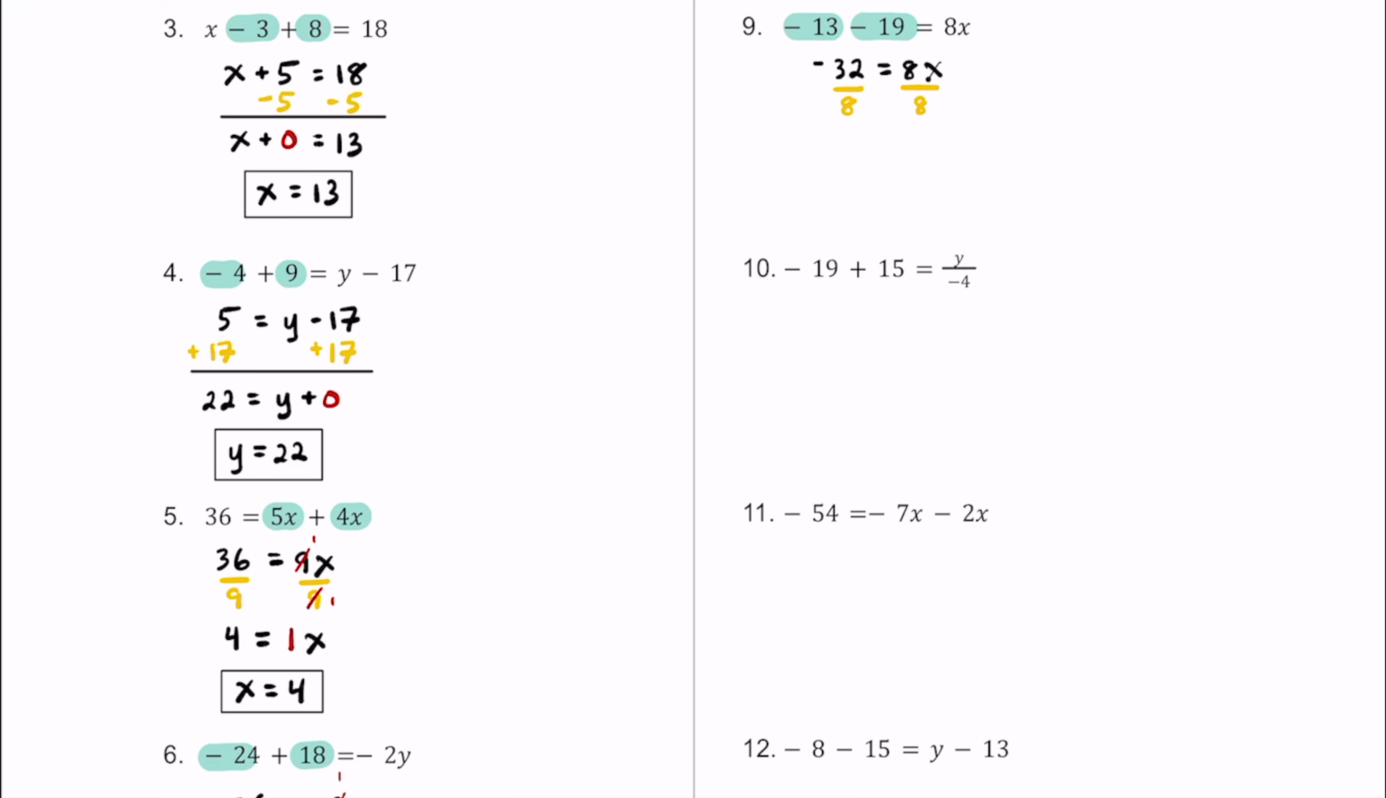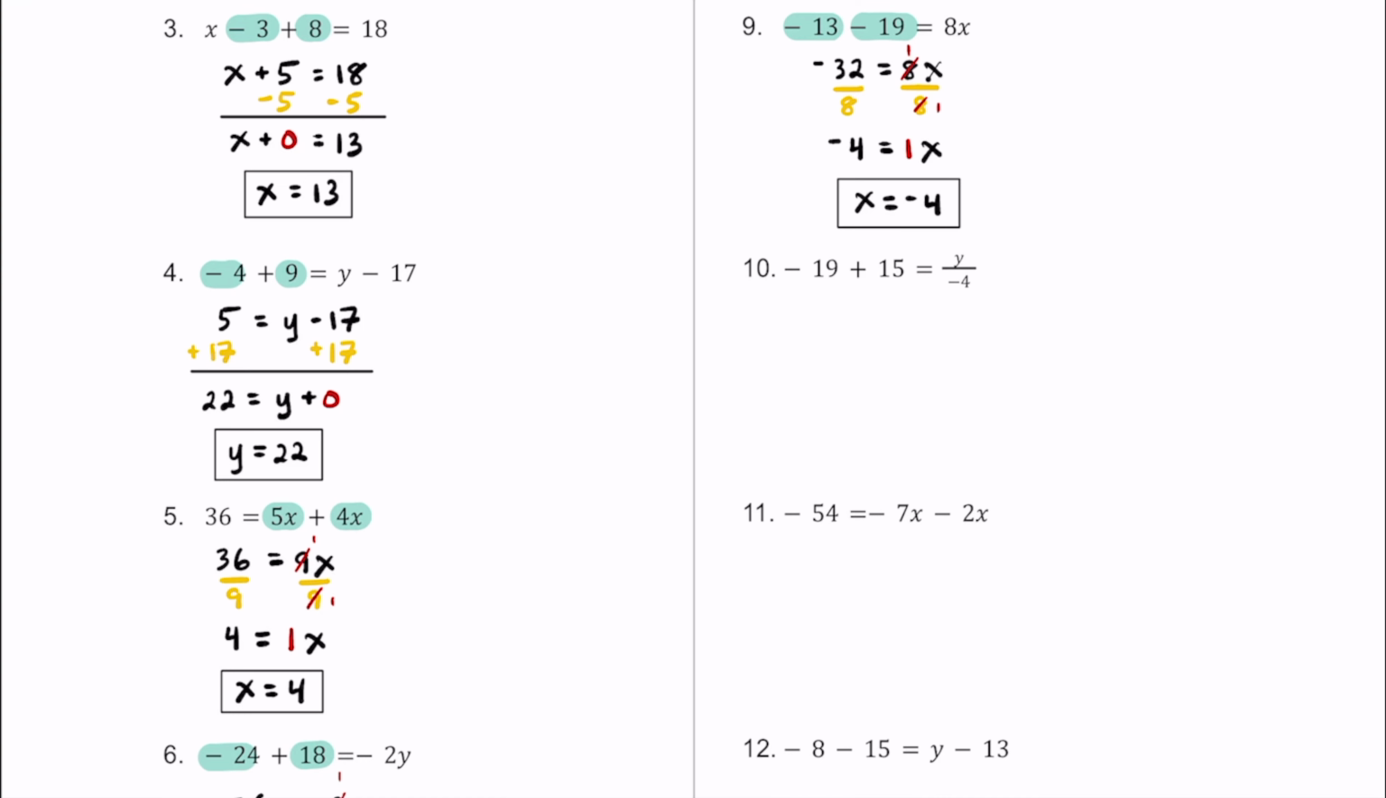On the left side, negative 32 divided by 8 is going to equal negative 4. And on the right side of the equation, that 8 over 8 is going to cancel out to just become one whole. So our coefficient here is going to be 1. So we have 1x is equal to negative 4. And by the identity property of multiplication, we can drop that 1 and then turn this around and say that x is equal to negative 4.